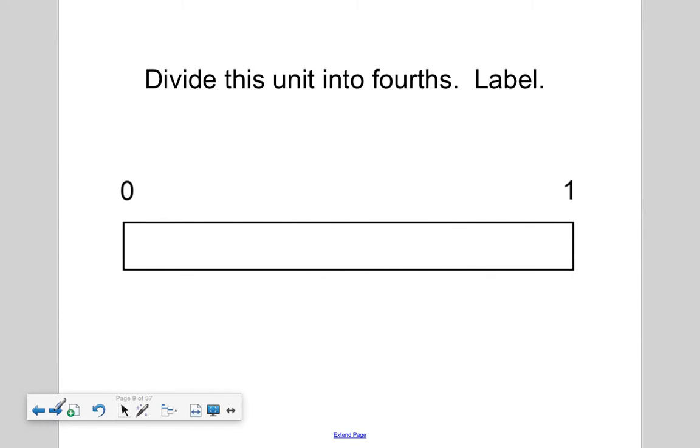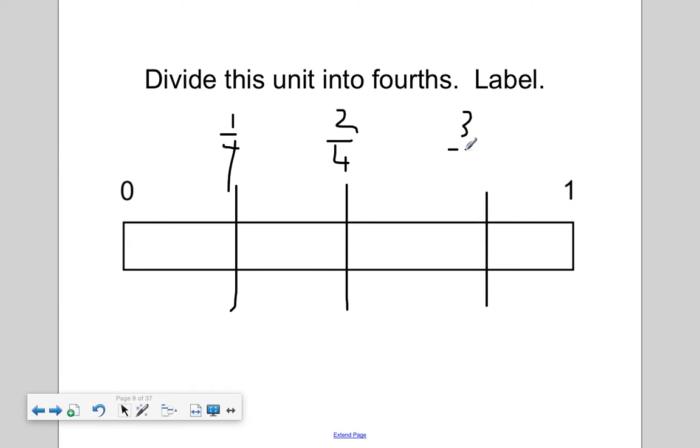What happens if you're given, divide this unit into fourths? So I would fold it, and fold it. I would fold it half and half. Because half of a half, 1/2 times 1/2 is 1/4. So I label this as 1/4. I label this as 2/4, which is really 1/2. I label this as 3/4. And I label this one as 4/4, which is really equivalent to 1 whole.